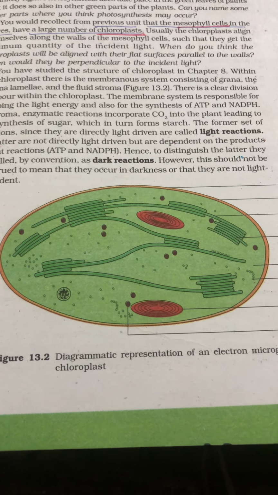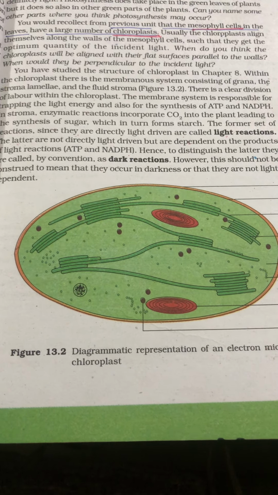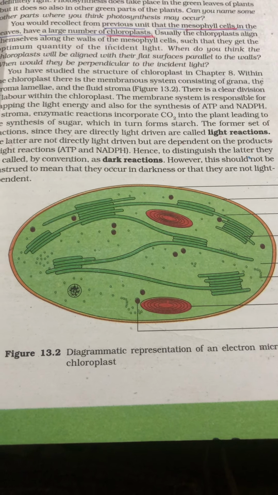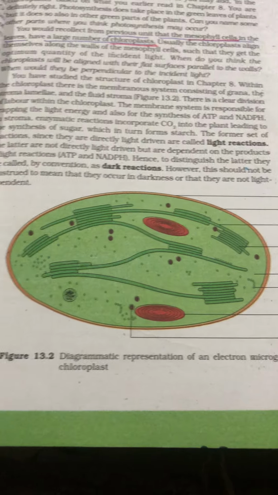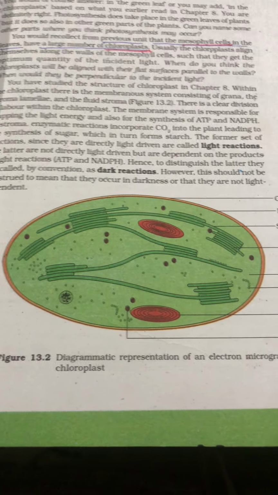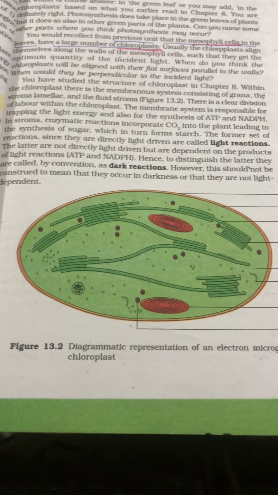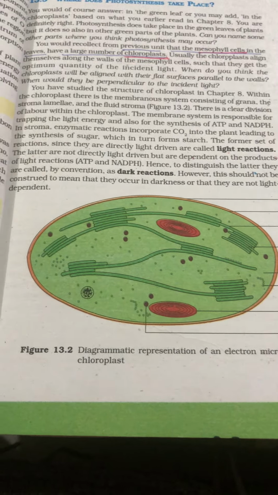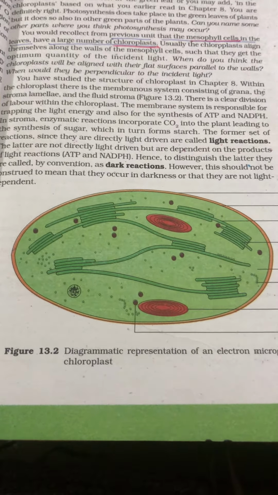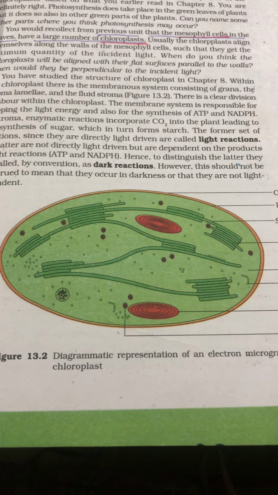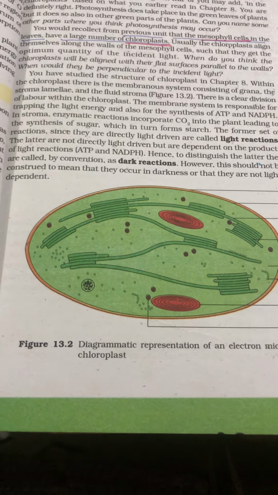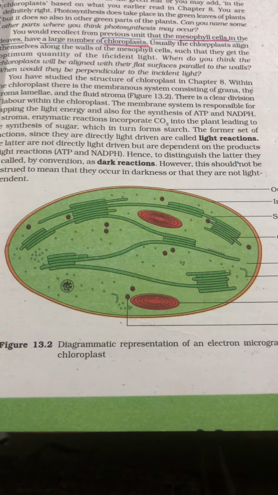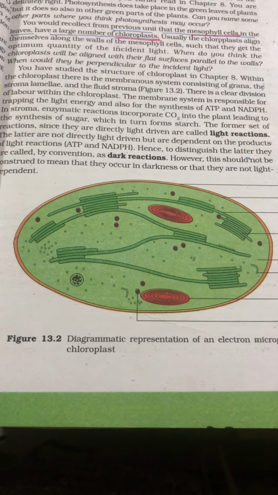Only two processes you have to remember. The former side of the reaction is directly light driven, that's why it's called light reaction, and the later one is not light driven but depends on the product of the light reaction, that is ATP and NADPH. It does not use light directly, but depends on the products of light, ATP and NADPH, so it is called the dark reaction. Hence to distinguish the latter, they called it by convention the dark reaction. However, this should not be construed to mean that they occur in darkness or they are not light dependent. So only these two things you have to remember.